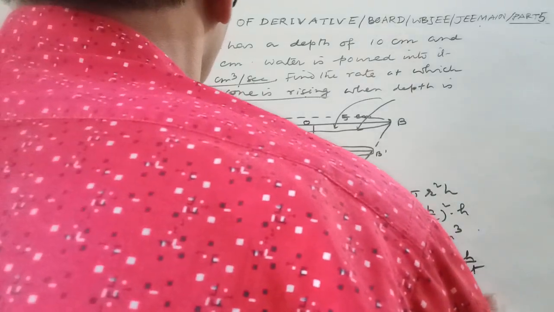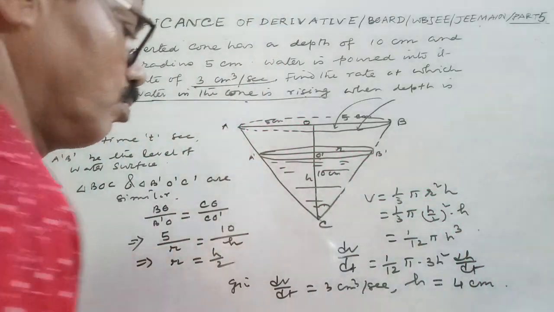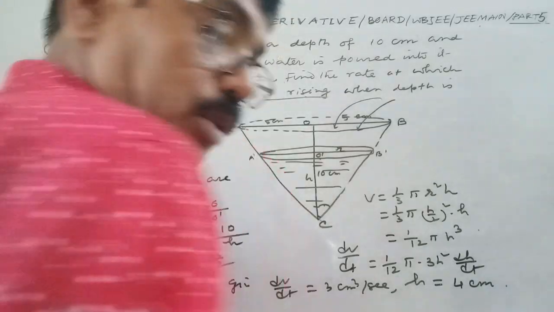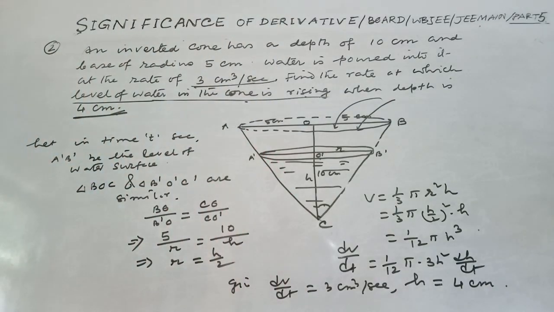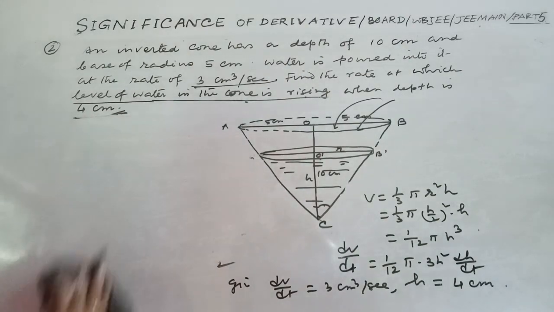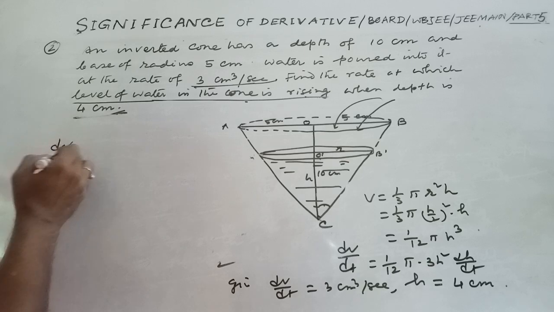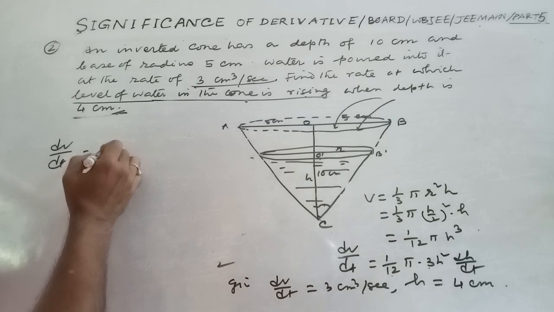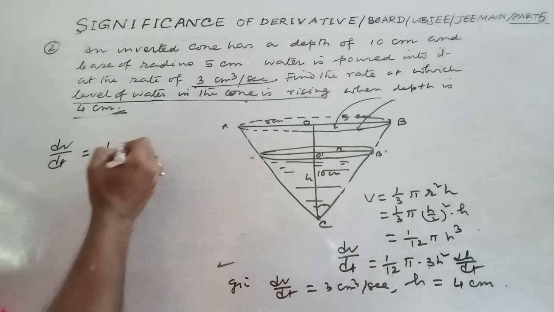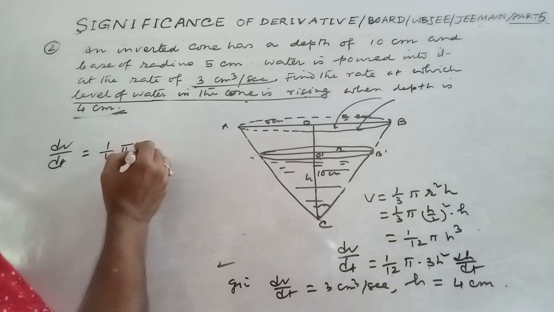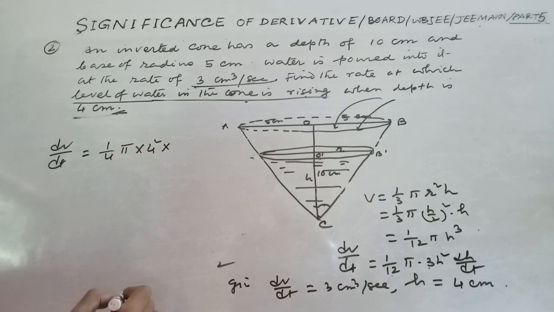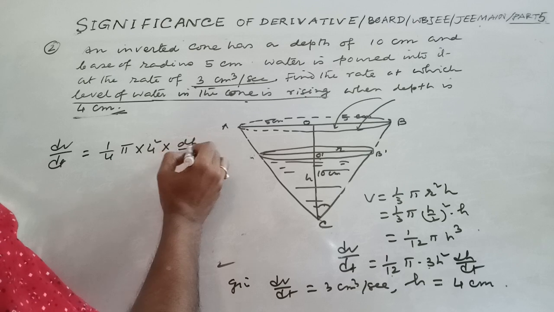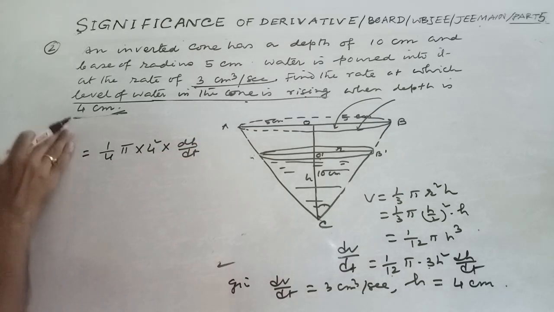H equals 4 cm. So put the values and you get the answer. If you put the values, dV by dt is 3, this is 1 by 12 pi, into 4 square, into dH by dt, and dV by dt is 3.